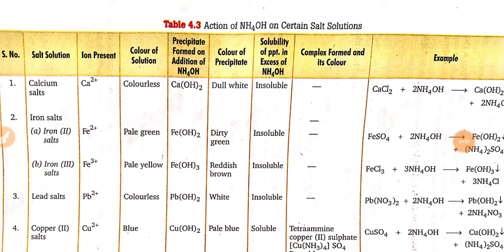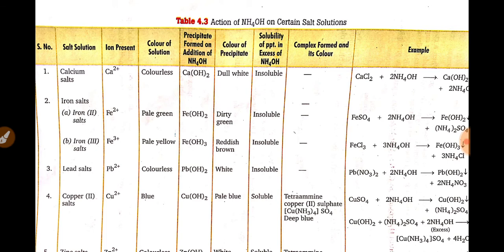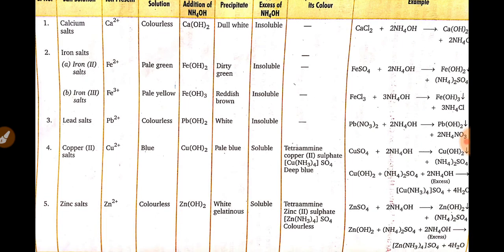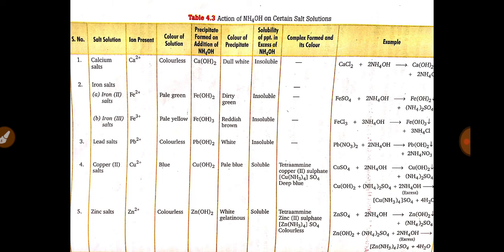So students, in your book Table 4.23 is given, in which the action of ammonium hydroxide on certain salt solutions is described. You can see it is a table in which briefly described are the different salt solutions, which ions are present, what color the solution is, and when it reacts with ammonium hydroxide, which type of precipitate is formed and what is the color of this precipitate, and whether the precipitate is soluble or insoluble in excess of ammonium hydroxide, and the complex formed, if any, and its color. Examples are also given. Briefly these are given. You can read them and understand easily and try to learn also.